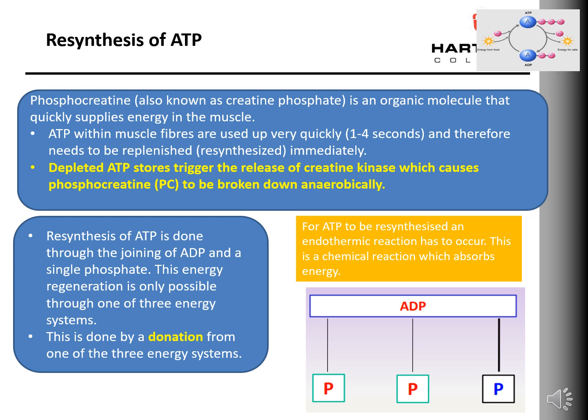So the resynthesis of ATP is done through joining the ADP and a single phosphate molecule. That final bond is being rebuilt, resynthesized, through the energy system, so that donation from one of the 3 energy systems. So for ATP to be resynthesized, an endothermic reaction has to occur. That's a chemical reaction which absorbs energy.